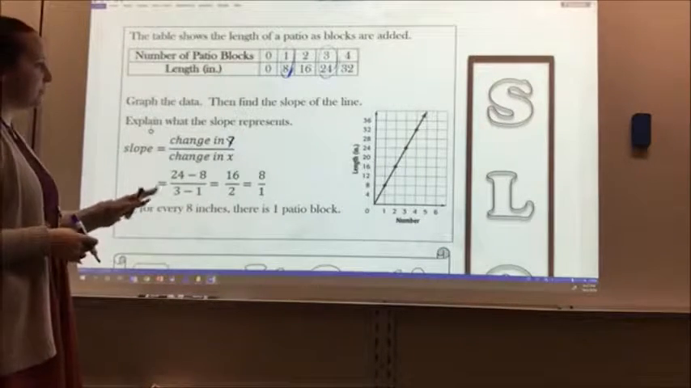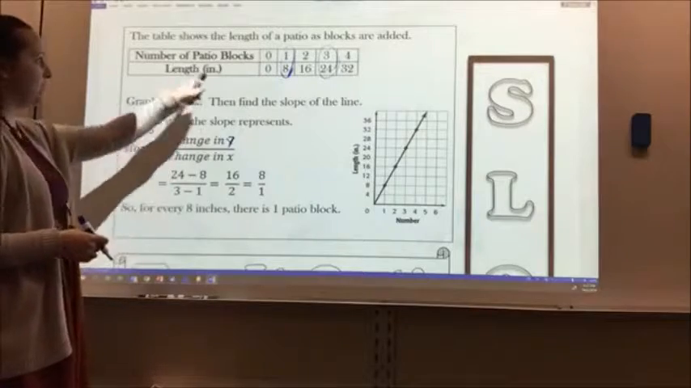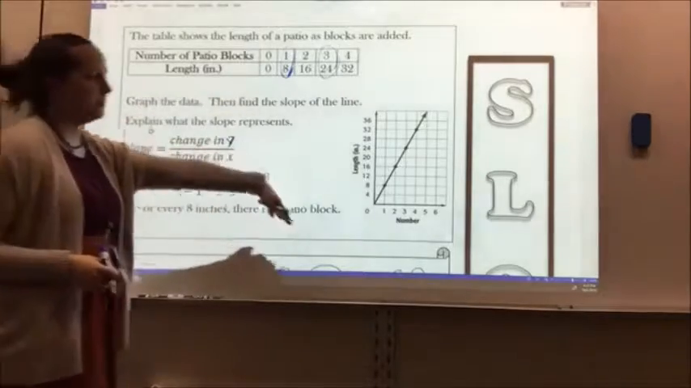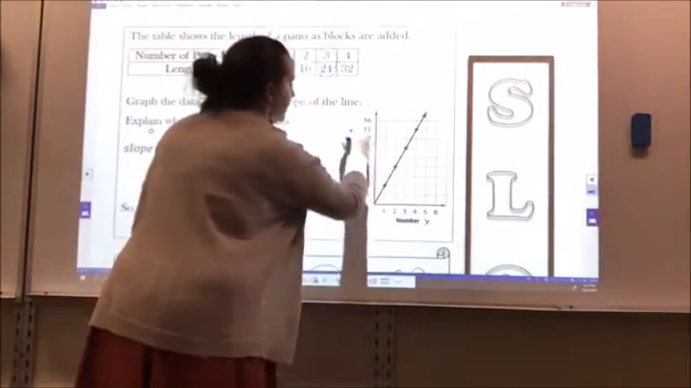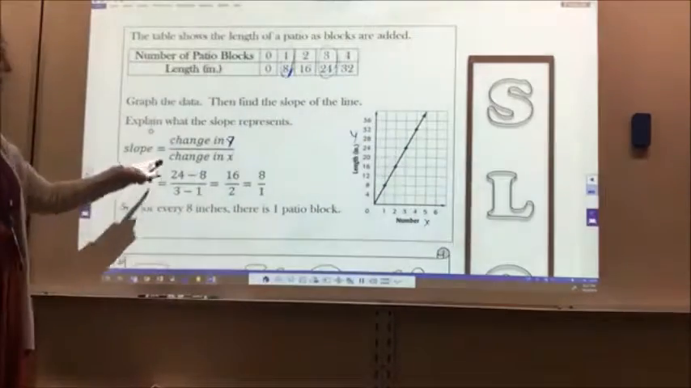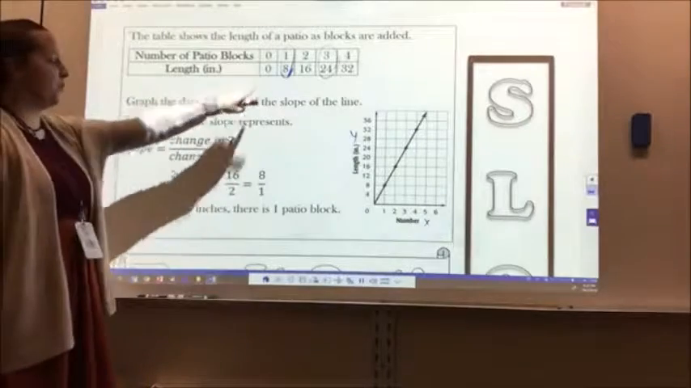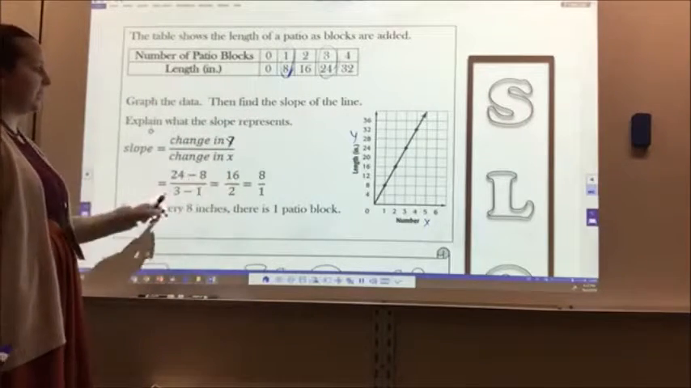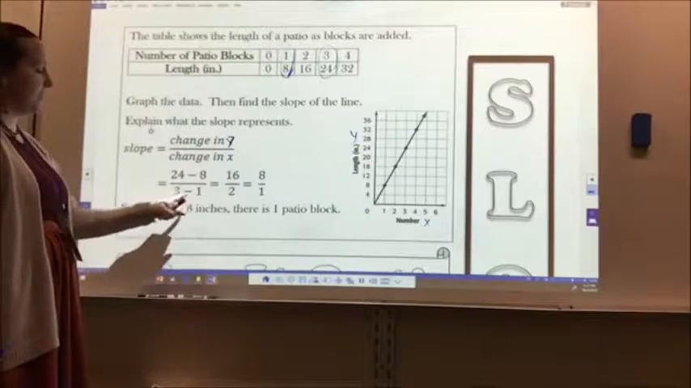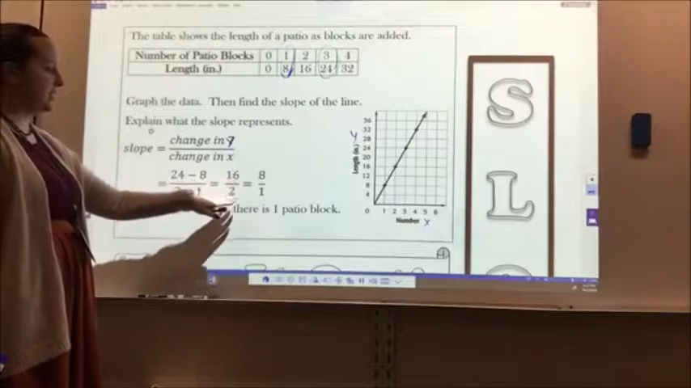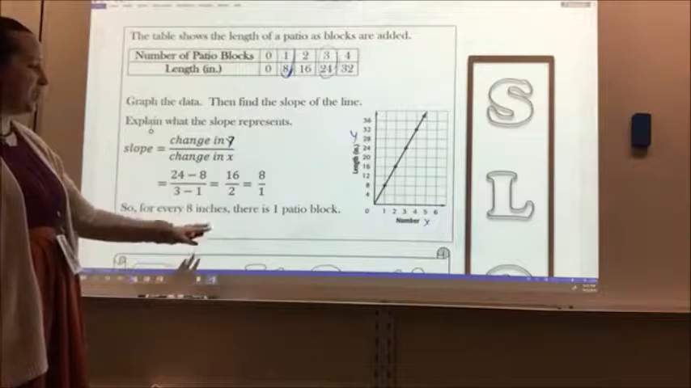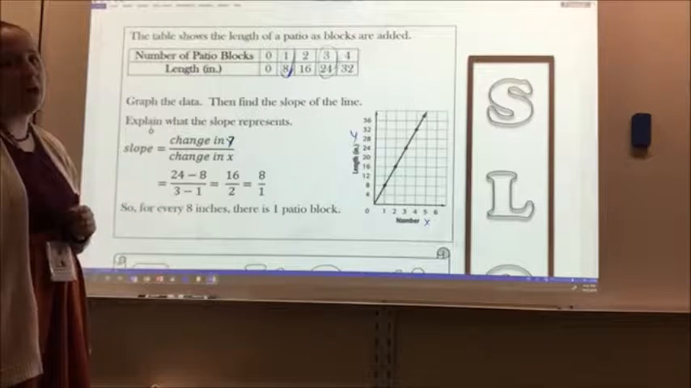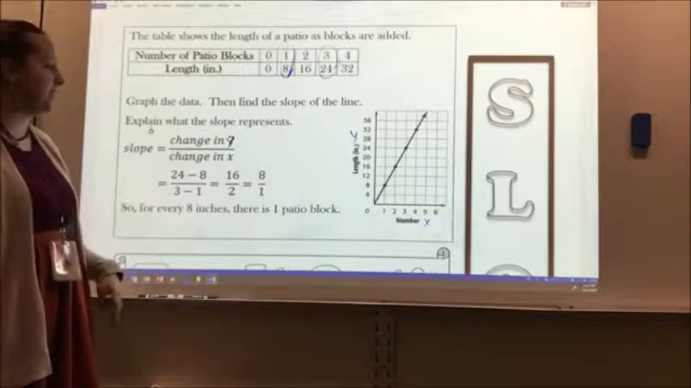So I subtract my 2. My change in y was my length. When I graphed my information, this was my x, this is my y. This is my x, this is my y. Okay? So my change in y, 24 minus 8 gives me 16, and my change in x, 3 minus 1 gives me 2. 16 over 2 reduces to 8 over 1. So for every 8 inches, there is 1 patio block. Okay, that's what my slope represents.